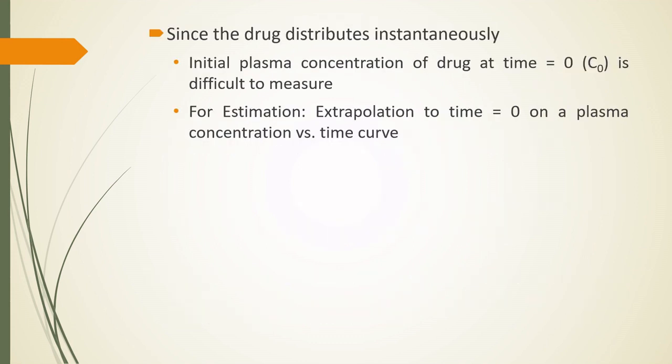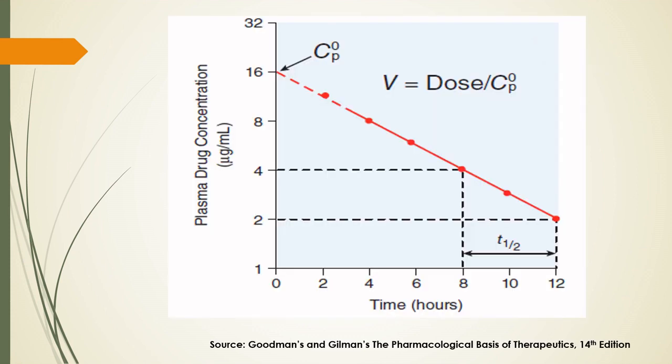And since the drug is distributing itself instantaneously, it is not possible to calculate the initial plasma concentration at time 0, because the distribution is occurring instantaneously, right? So if we have to estimate that, we have to extrapolate the plasma concentration versus time graph to time 0. So this is the graph. See, we have to extrapolate the graph to time 0, right? This part has been extrapolated to time 0 since there is instantaneous distribution of the drug.